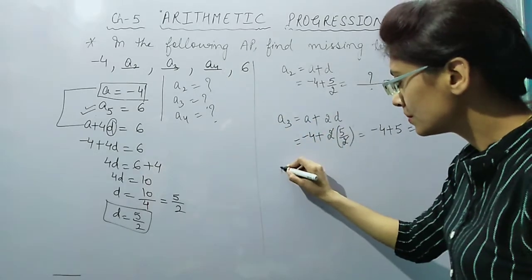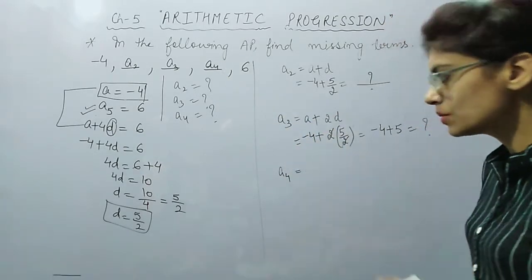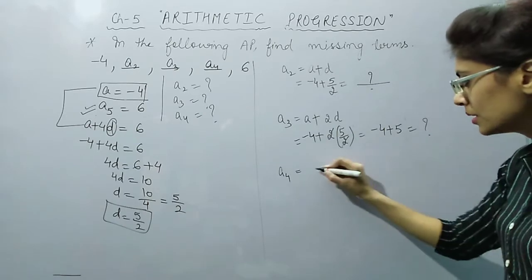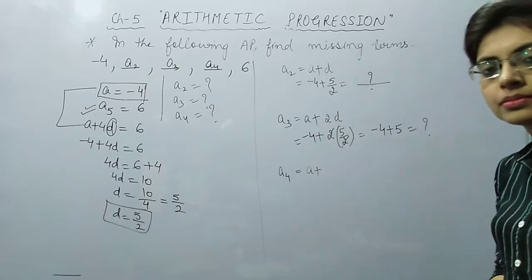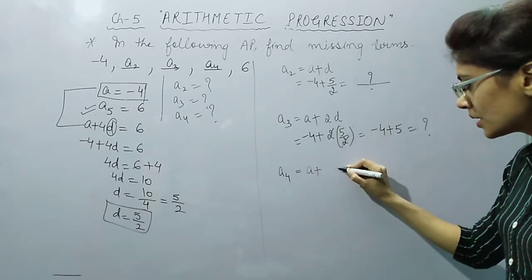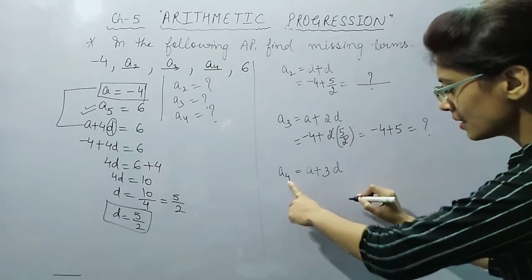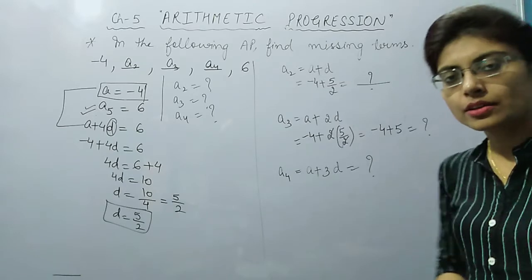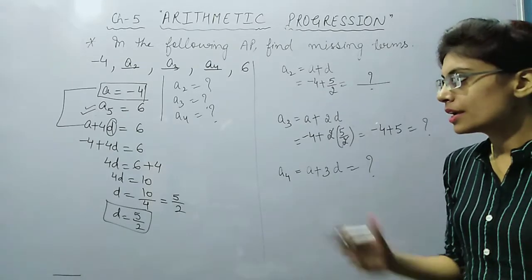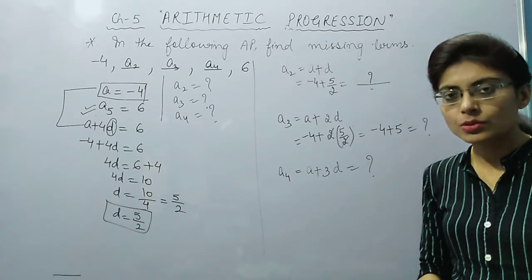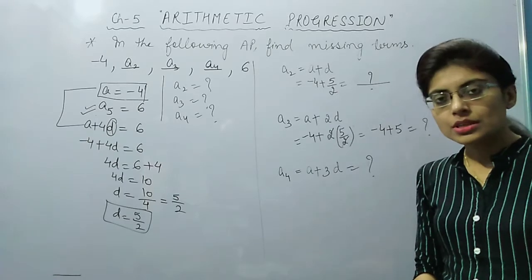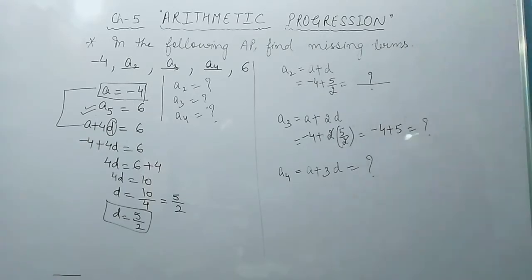Next is A4. A4 is equal to, how to write the formula? A plus fixed, coefficient of d 1 less than this means 3. Put the values and I think you can solve it yourself. I hope this method is also clear to you. If any doubt is there, you can always ask.